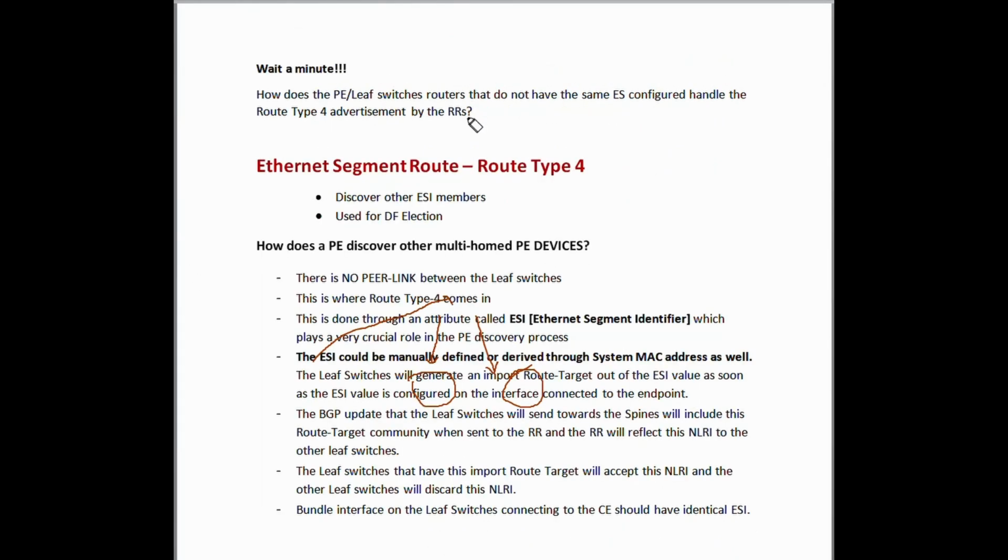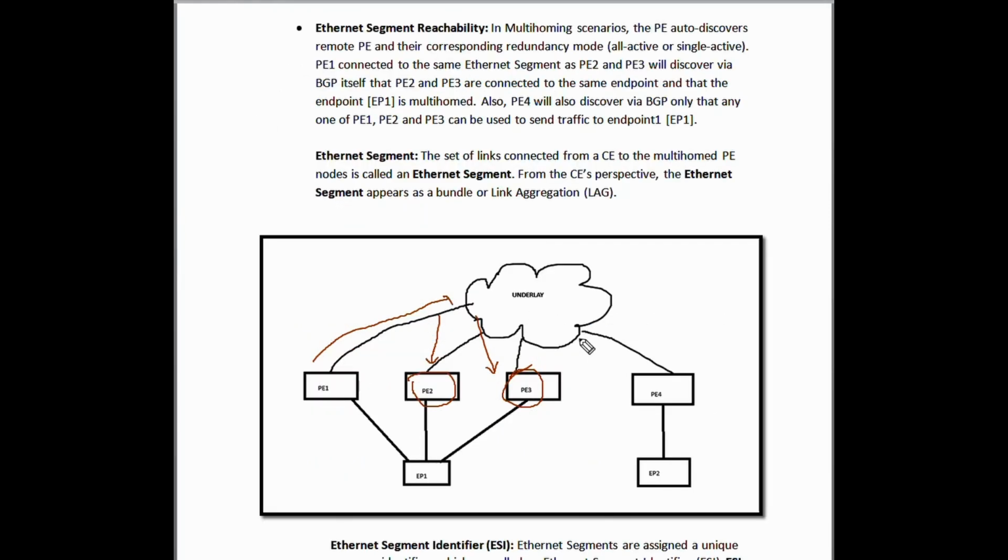Also, the other thing that one might think is what happens when the PE devices that do not have the same Ethernet segment configured receive this advertisement from the route reflectors. So as the route reflector will send this advertisement towards PE4 as well, as PE4 does not have the same Ethernet segment configured, it won't have generated the import route target, so it would discard that prefix or that NLRI.